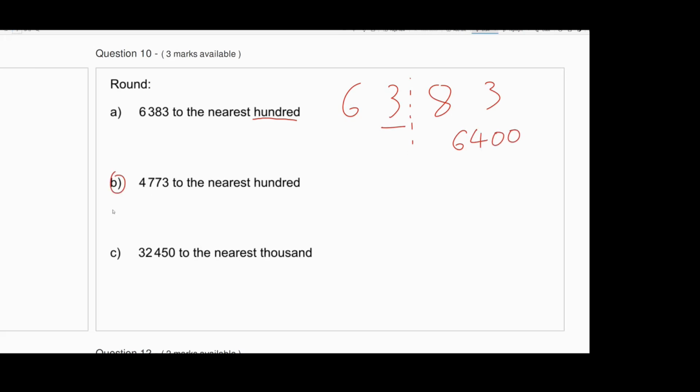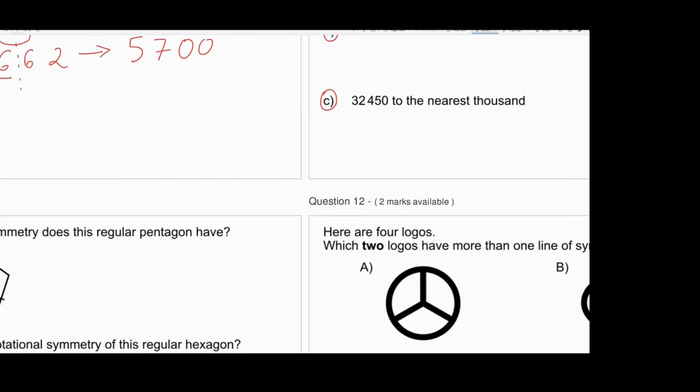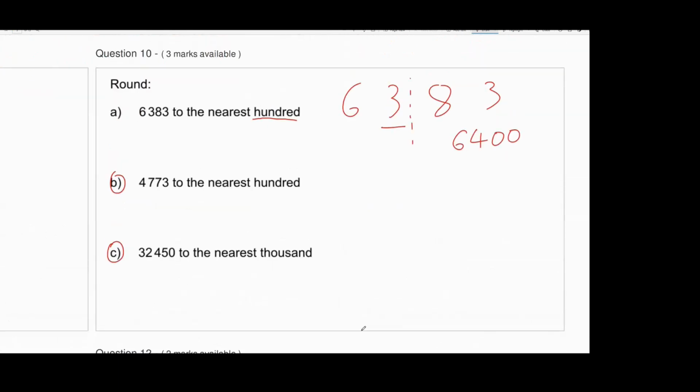And then have a go at B and C. Have a go at rounding B to the nearest 100, and then C to the nearest 1,000. Okay, so have a go at that, and then we'll have a look at some symmetry questions.